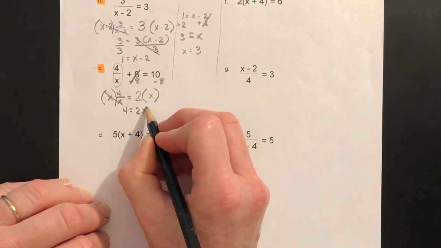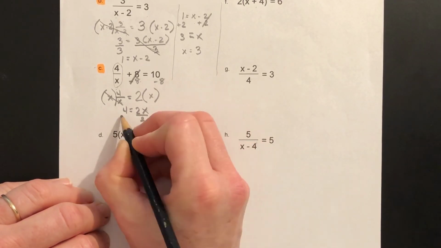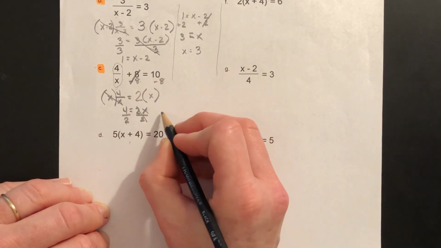All right, so now I want to get the x by itself. The opposite of times 2 is divided by 2. 4 divided by 2 is 2.